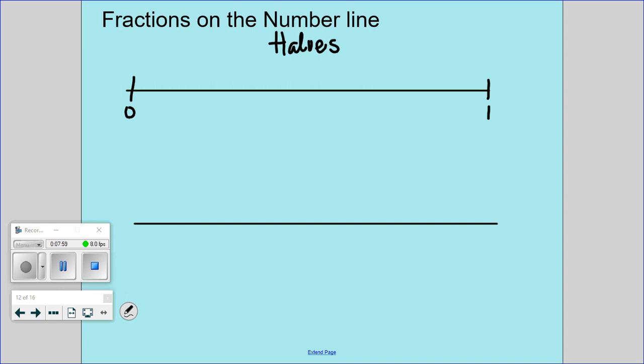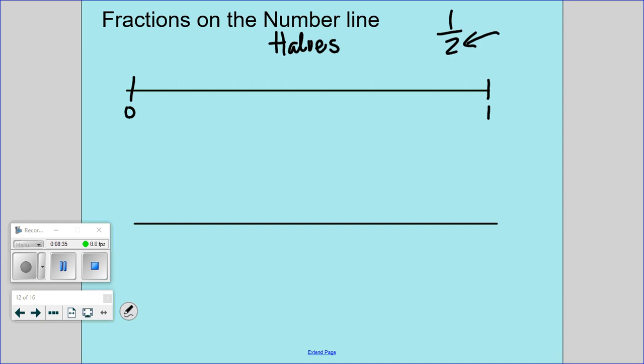When I partition, the word partition you're going to hear a lot. It's even on your homework. Partition just means break apart. It's just a fancy way to say break apart. So when I'm breaking apart a number line into halves, how many pieces am I going to have? Emily? 2. If I look at my denominator, that tells me I should have so many pieces in my whole.